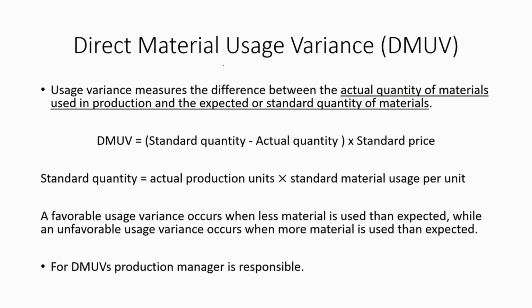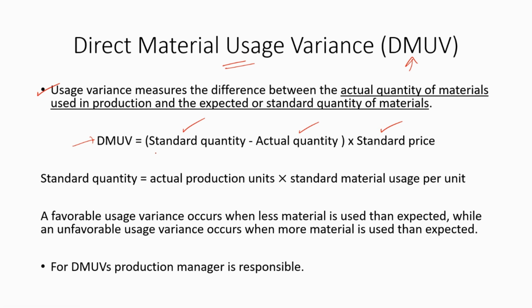Now let's discuss the direct material usage variance. Direct material usage variance is denoted by DMUV. Direct material usage variance measures the difference between the actual quantity of materials used in the production and the expected or standard quantity of materials. We can use this equation to calculate the direct material usage variance, which is equal to the difference between standard quantity and the actual quantity multiplied by the standard price. You need to remember these equations in order to calculate the variances. These equations will not be provided in your exam.